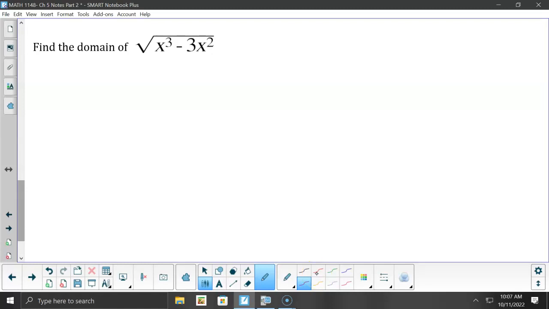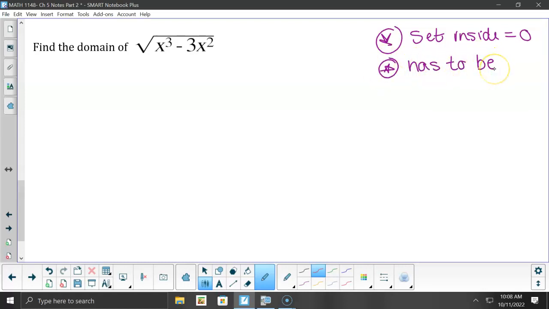All right, ready? So what do we remember about finding domain with a square root function? Okay, we have to set what's underneath equal to 0. What else? It has to be positive. So it's got to be basically greater than or equal to 0. That would give me everything that's positive as well, because I can take the square root of 0, I can take the square root of 1. It's when we start getting into imaginaries that we can't do that on a graph.